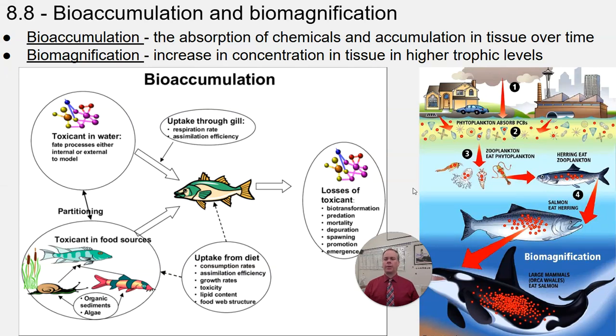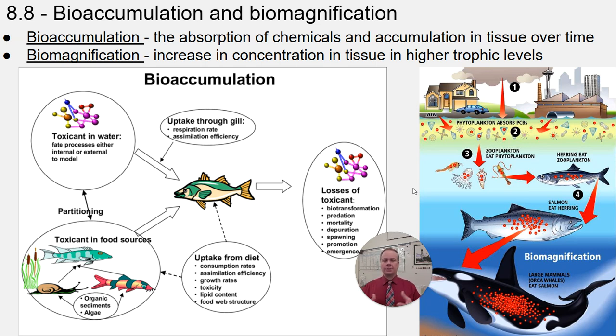In this topic, we're going to talk about two terms that describe how organisms and ecosystems can be affected by toxic pollution in their environment. So the two terms are bioaccumulation and biomagnification. And so when we talk about the first one, bioaccumulation, it happens in an individual organism.